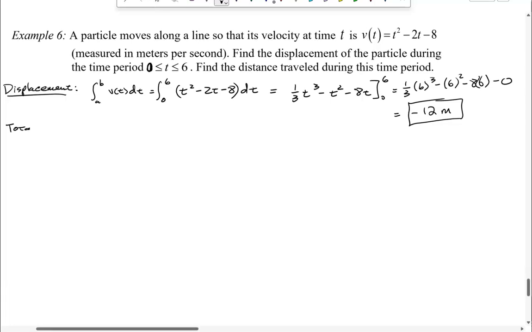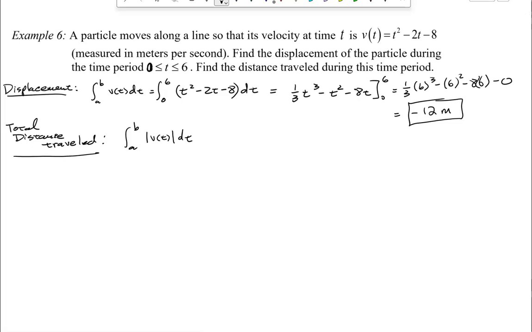So total distance traveled. That's where we're going to integrate from a to b the absolute value of v of t dt. All right. Well, in order to get that done, we need to figure out where our velocity function is positive and where it is negative. In other words, actually, let's do this. Let's start off by figuring out where v of t equals 0.